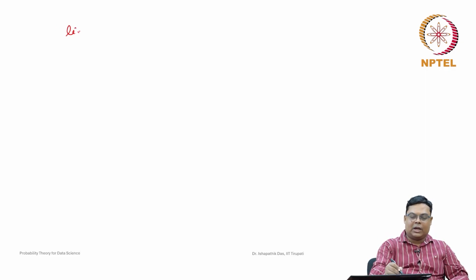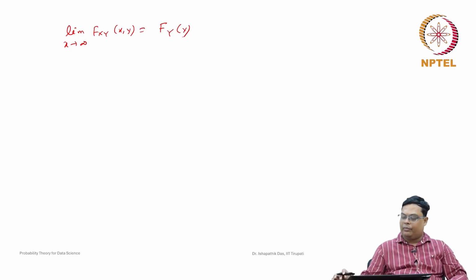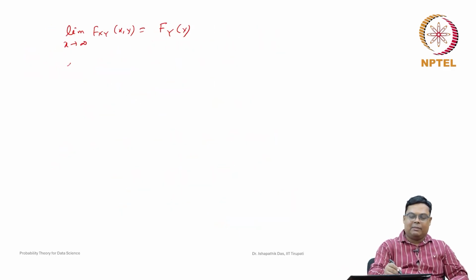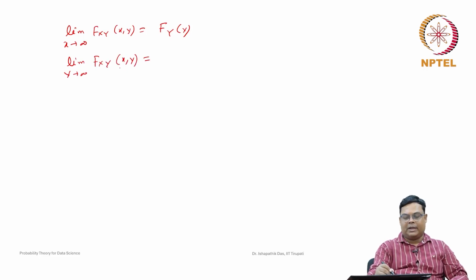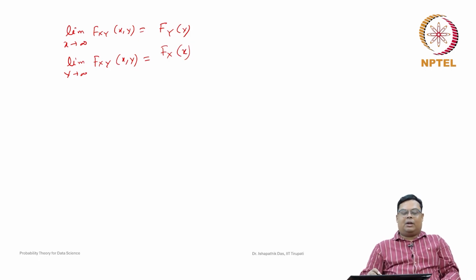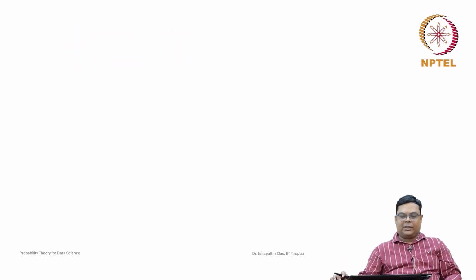Similarly, you can show that the limit as x goes to infinity of F_XY(x, y) is nothing but F_Y(y), which we found here. And similarly, if you take the limit y goes to infinity, fixing x, that is, fixing one variable and letting the other variable tend to infinity, you will get the marginal cumulative distribution function of the variable X.